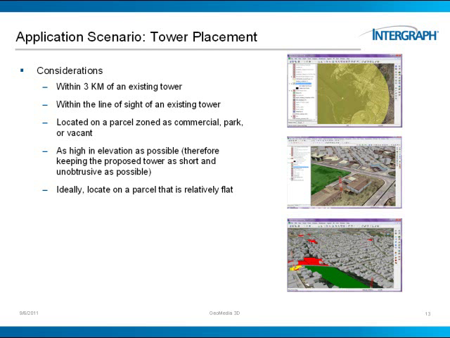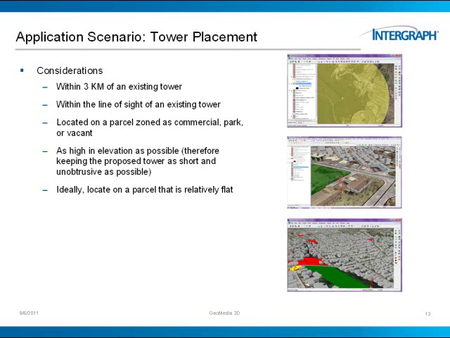And so what we wanted to do here was demonstrate how we could use the products to improve on that particular process. What we're looking for is a location where the new tower is going to be within 3 kilometers of the existing tower. The other component was that it had to be in line of sight of the existing tower. And we also wanted to use our GIS to take a look at it being zoned as commercial, park, or vacant. And then ultimately, we wanted to put this tower as high as possible in the environment and thus be able to keep the new tower as short as possible and therefore as unobtrusive as possible.